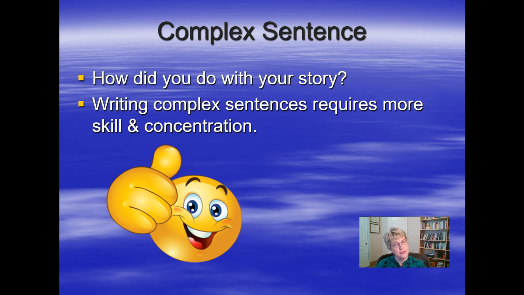So, how did you do with your story? I'm sure it's fabulous. If you're not happy with the results, keep practicing until you can write these complex sentences in your sleep. Remember, writing complex sentences requires a little bit more skill, a little bit more concentration, and probably a little bit more time.